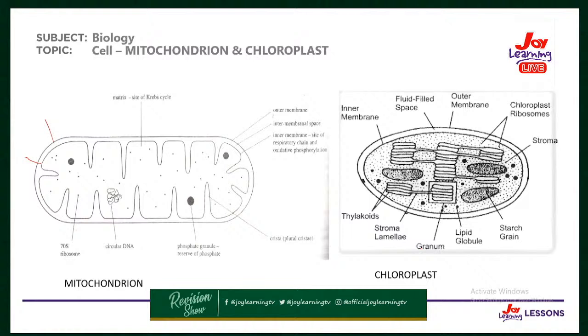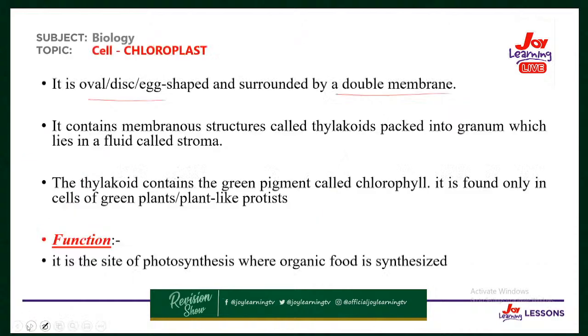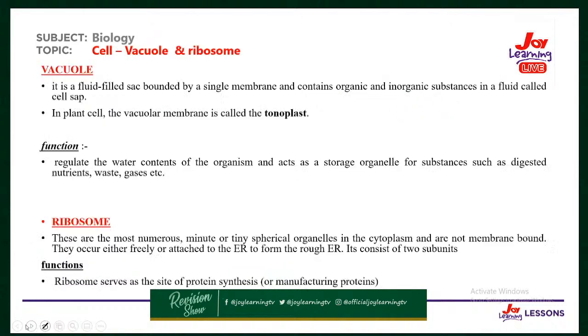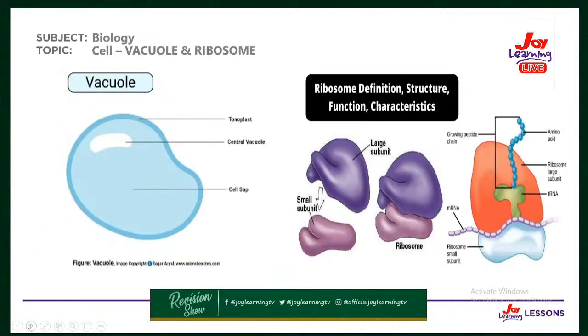The stroma is the interior, or the liquid, inside the inner membrane. The function is that they utilize energy to produce food in a process called photosynthesis. Then we have vacuole and ribosome. Let's look at a picture of them.